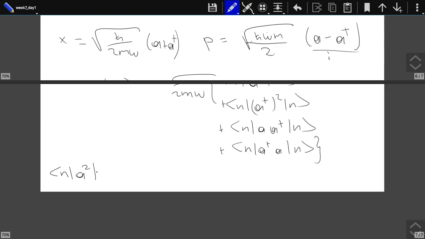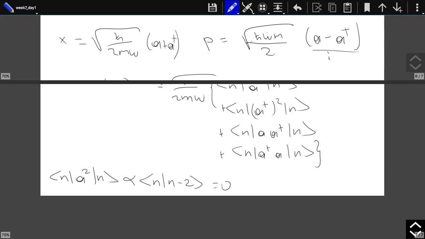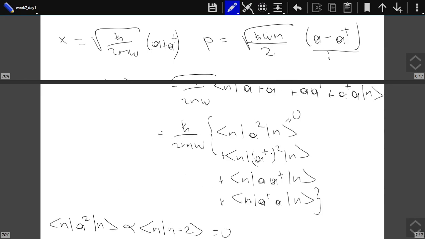Why? a² acting on |n⟩ gives something proportional to |n−2⟩, but |n⟩ and |n−2⟩ are eigenkets with different eigenvalues, so their inner product is automatically 0. So the first term is 0. The second term is also 0, because a†² acting on |n⟩ gives a ket proportional to |n+2⟩, and the inner product of |n+2⟩ with |n⟩ is 0. I don't need to do any calculation for those. I already know that they are 0.